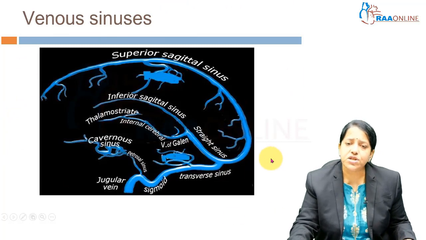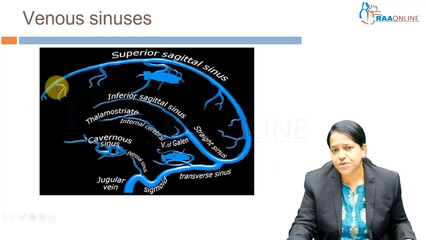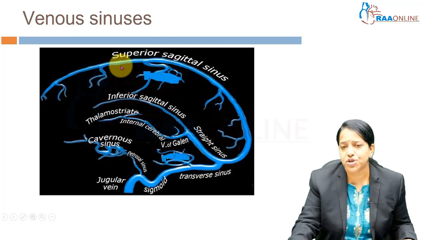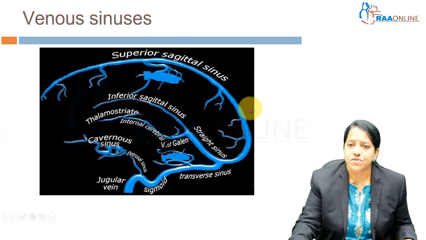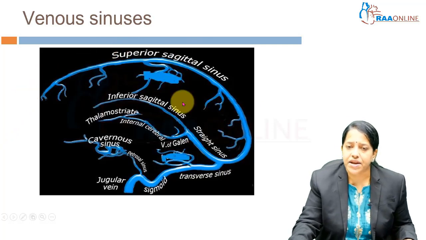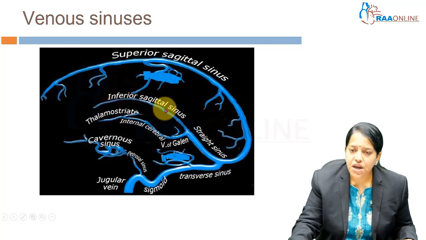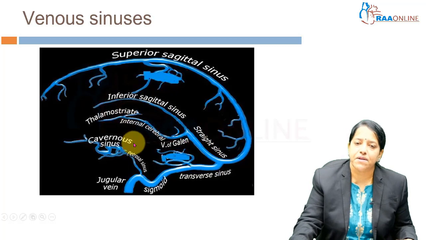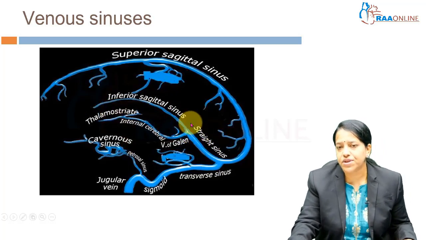Once we have removed it, we can see over here on the upper attached margin of the falx cerebri, along the sagittal sulcus, sagittal suture and even extending forwards, we have a sinus which is the superior sagittal sinus. Then we have an inferior sagittal sinus over here and then it forms the straight sinus, and these are the internal cerebral veins and the vein of Galen. They all join the straight sinus with the inferior sagittal sinus.